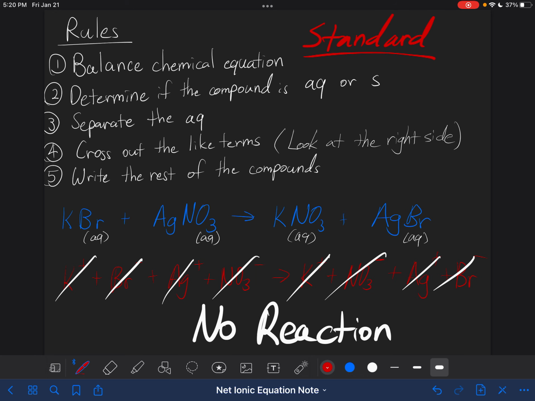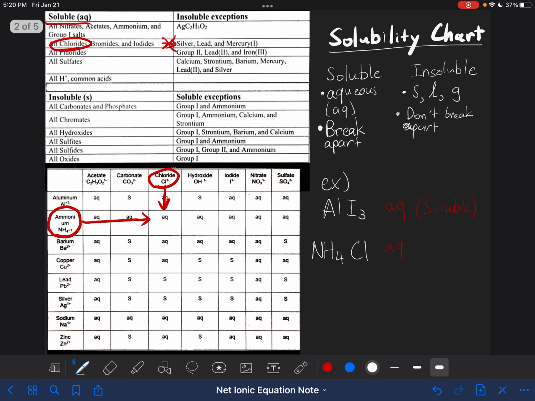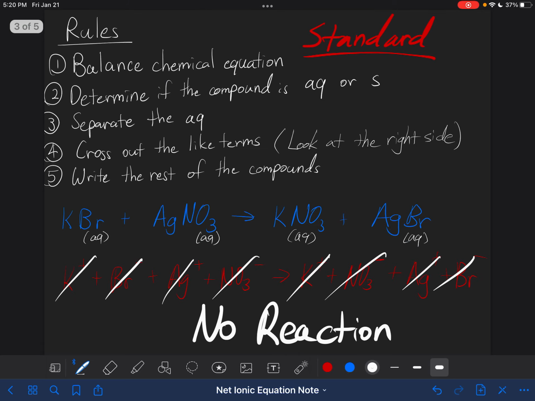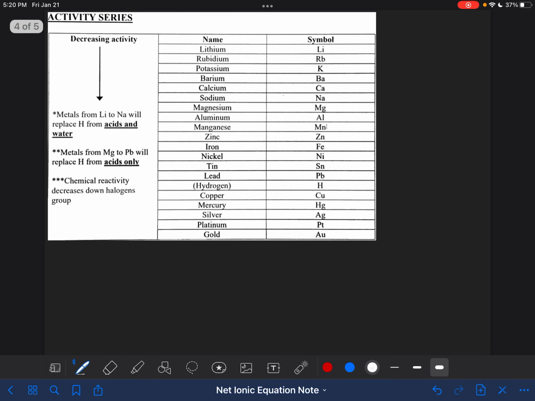And one thing also that I forgot to mention is that this is for double replacement only, or DR. So make sure to remember that. The solubility chart is for double replacement. Okay, so now let's go on with our next step on single replacements.